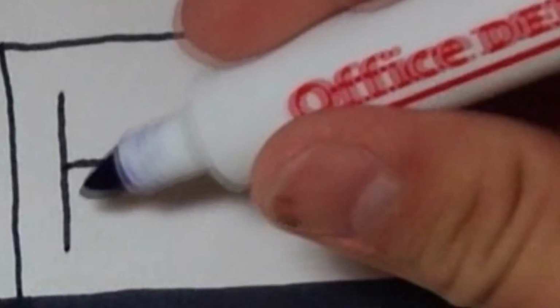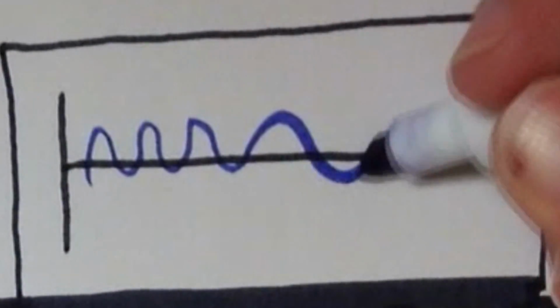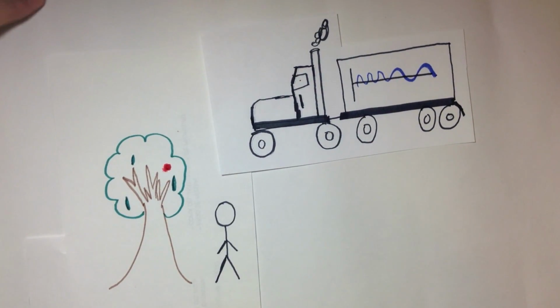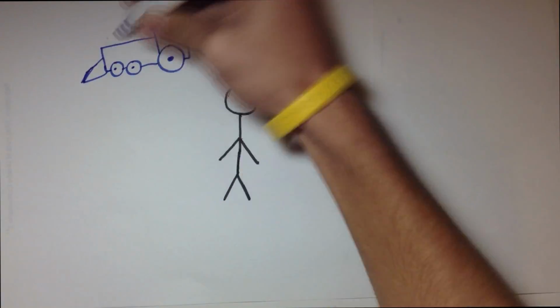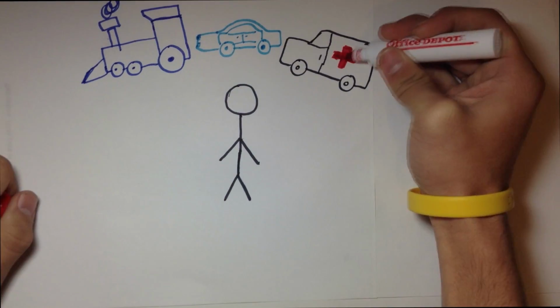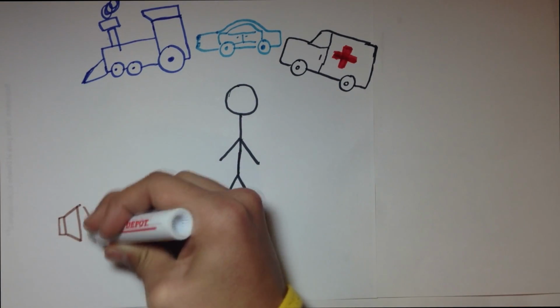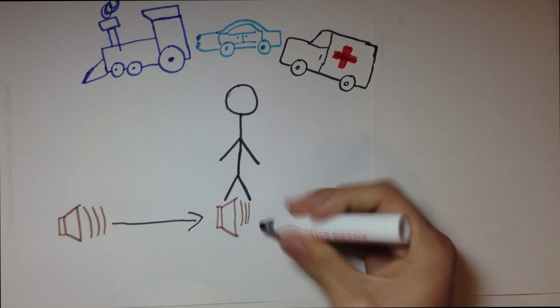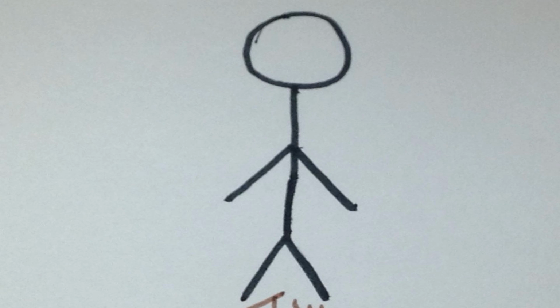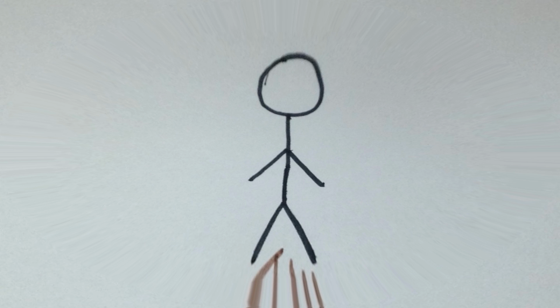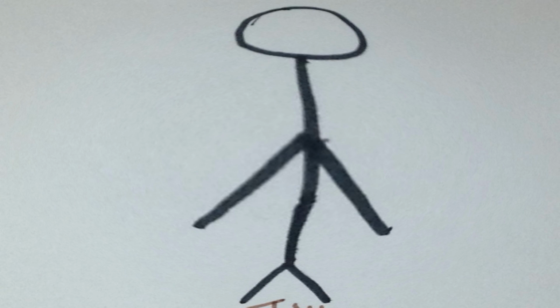The Doppler effect is defined as the change in frequency of a wave for an observer moving relative to its source. You've probably perceived this effect when a train, car, or ambulance sounding a siren or horn is approaching, passes, and then recedes from you. So the frequency of the sound gets higher as it approaches and lower when it leaves.